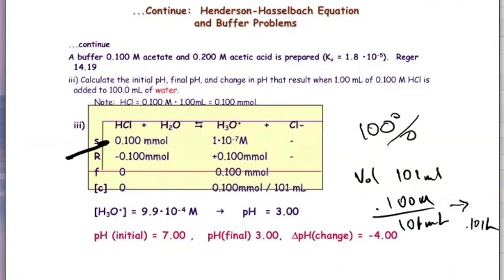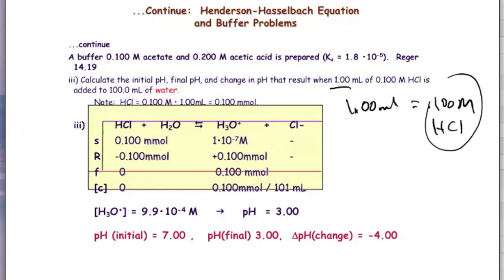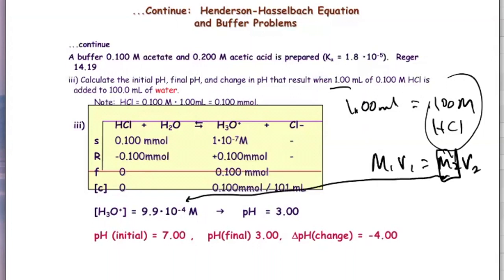What you can do now is, oops, I forgot. Let me go back. I made a mistake real quick. What we have is 1 milliliter of 0.100 molar hydrochloric acid. So the moles of hydrochloric acid is basically the same thing, it's going to be 0.1. We can just do the M1V1 equals M2V2. And when we solve for M2, we come up with this concentration right here, 9.9 times 10 to the minus 4. And if we take the negative log of that, we get a pH of 3.